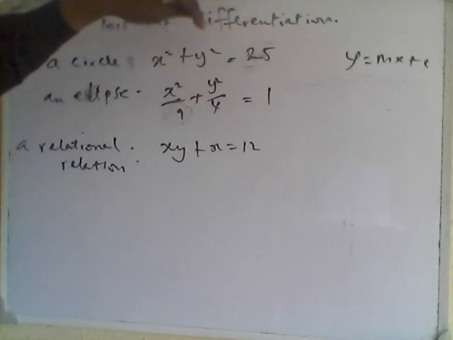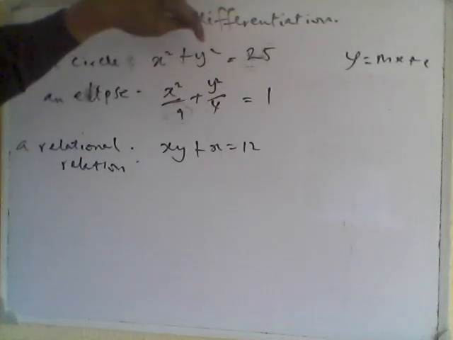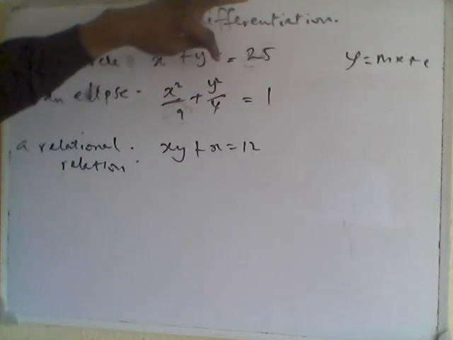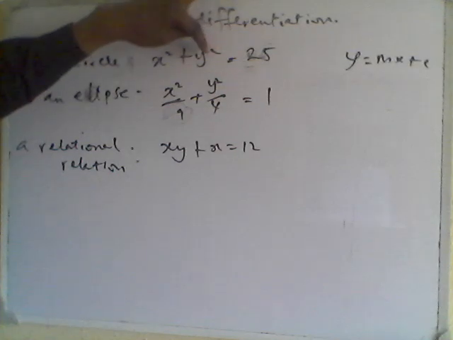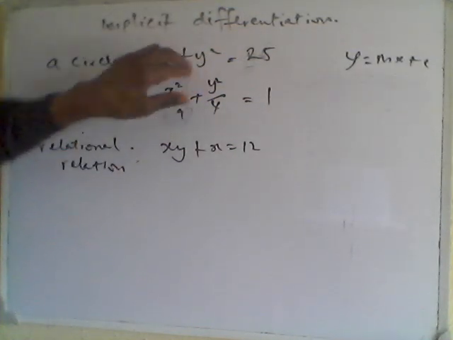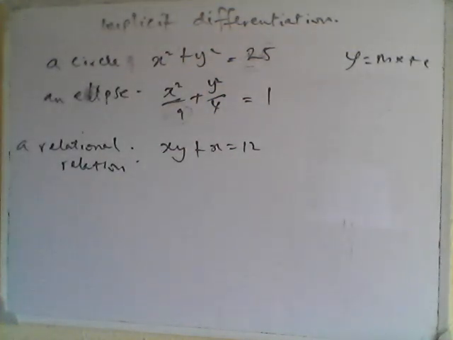You understand? You treat y as a chain rule. That's apply a chain rule when you are differentiating y, because y is implicit. Okay, so we're going to quickly dive into this.